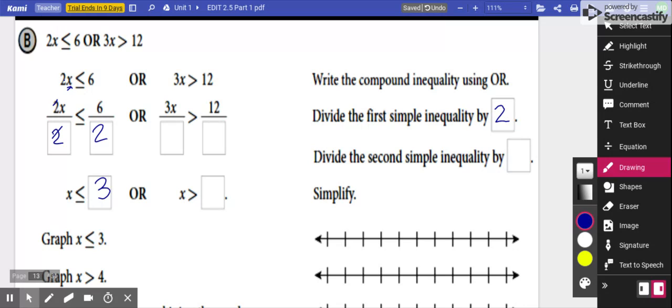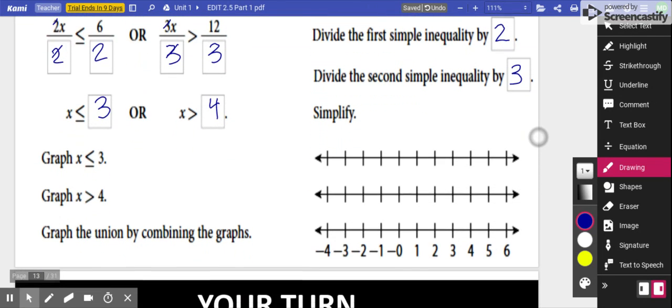One inequality is done. Now let's do our second inequality. Let's get x all by itself. How do I undo multiplication? Division. I'm going to divide each of these sides by 3. Divide by 3. Divide by 3. My 3's go ahead and cancel. I'm left with x. Bring down your sign. And 12 divided by 3 gives us a 4.